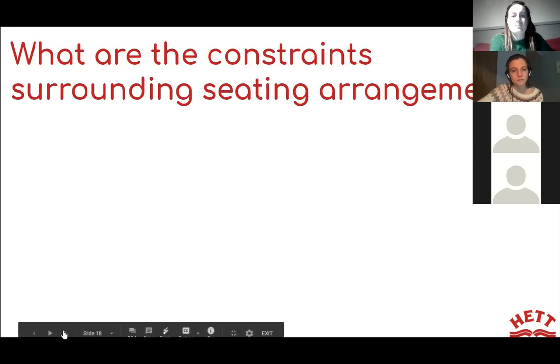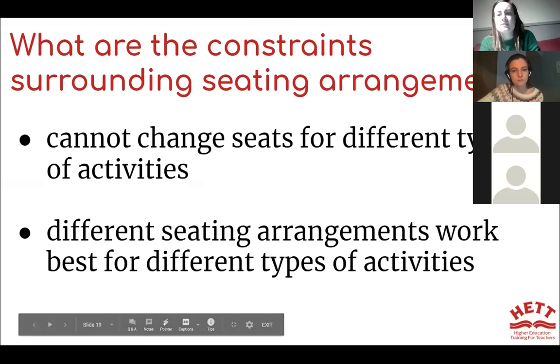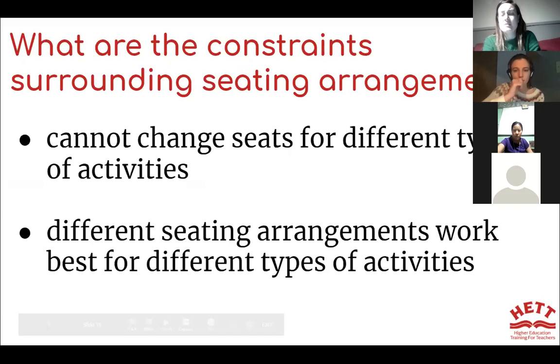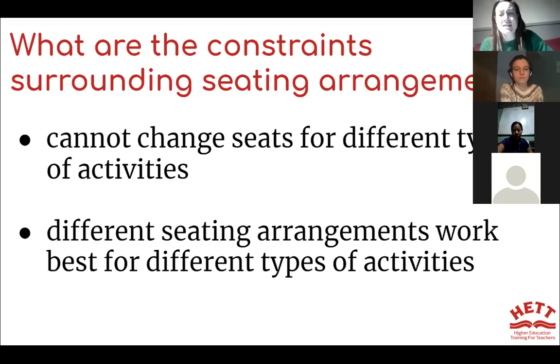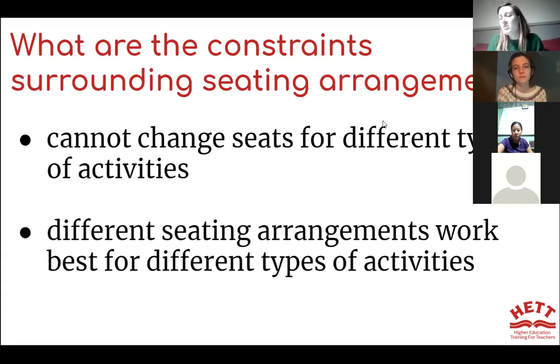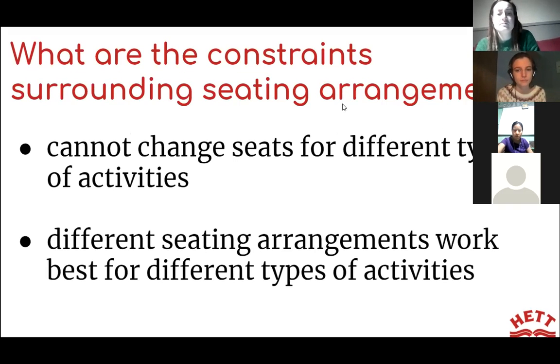Okay, so let's look here. Cannot change seats for different types of activities. So when I'm teaching, I prefer chairs that I can move around, because then I can put people in different places. If you can't move it around, it makes some activities more difficult to do. So you can't do the activities comfortably. If you have rows of seats, it's a bit harder to do group activities. So different seating arrangements work best for different types of activities.